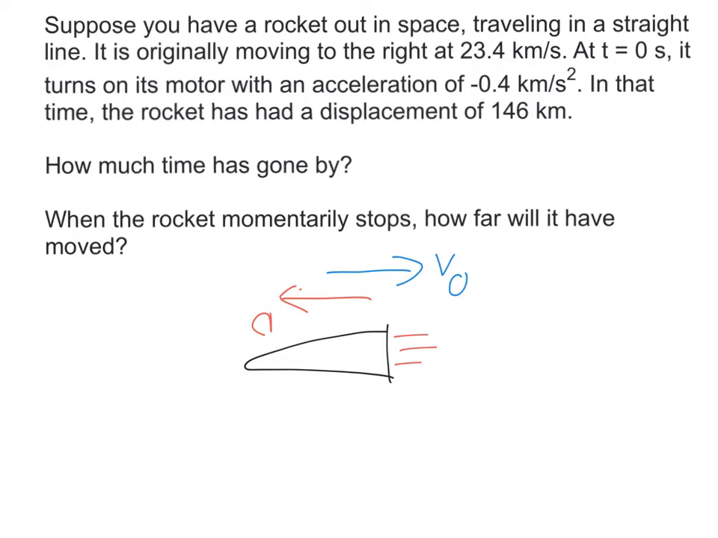So, we want to try to figure out how much time it's going to take for it to go some certain displacement. And also, like I said before, the rocket's going to go so far forward and then come back. How far forward will it go before it begins reversing? So let's try describing that.